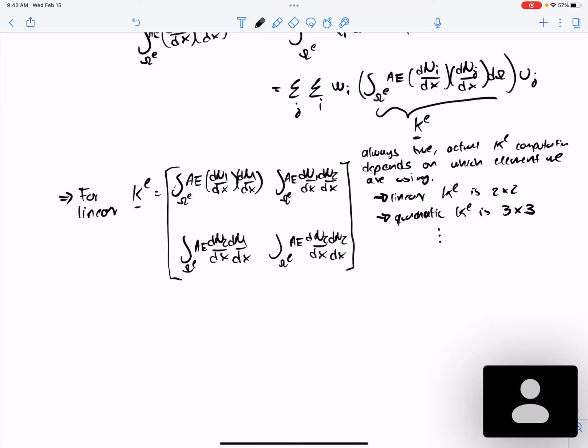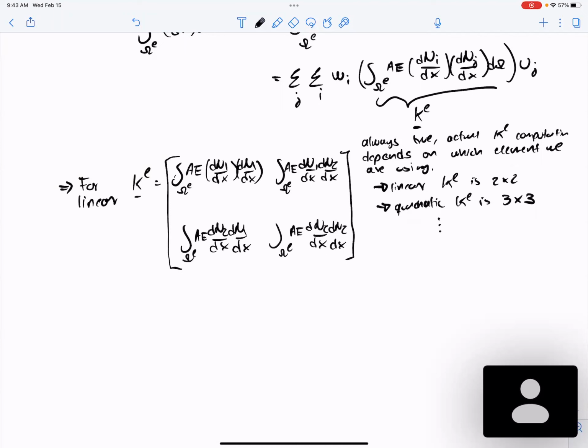And there's some integral that you need to do. In some cases, you can do it analytically. In some cases, you do it numerically. I don't know if I put some numerical integration as part of your homework. Maybe, I think I did. For the linear case, you can do it analytically because the derivatives of the shape functions are just numbers. So for linear shape functions, for example, dN1/dx is just minus 1 over the length of the element, and dN2/dx is just 1 over the length of the element.